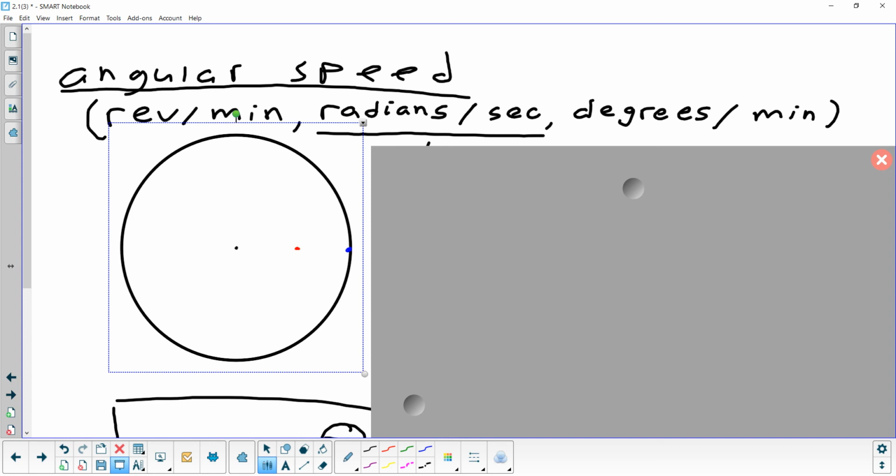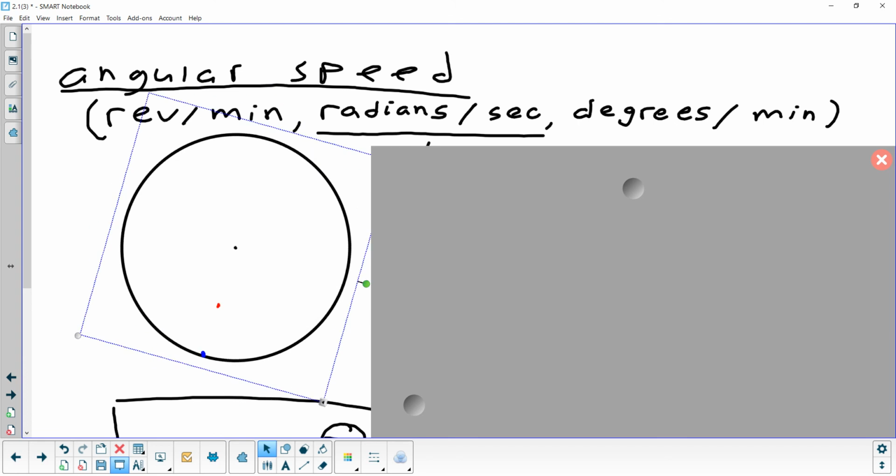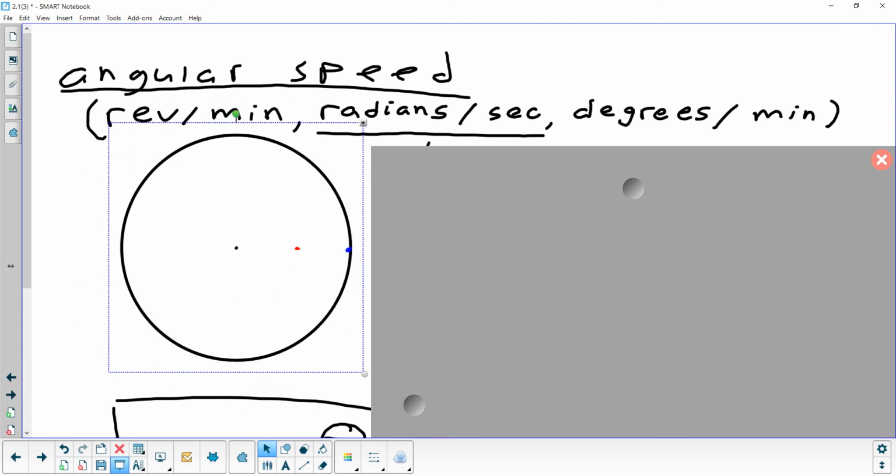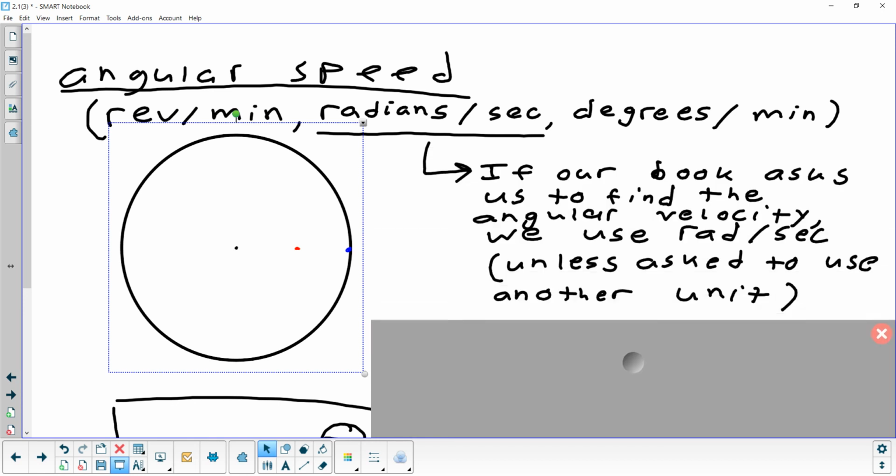It gets confusing. If we describe angular speed using revolutions, then we can say all of these dots made one revolution in 5 seconds. All of them. They all traveled at a speed of one revolution per 5 seconds. Right? That's easier to describe. So when our book asks for angular speed, the default that I want you to use is radians per second.